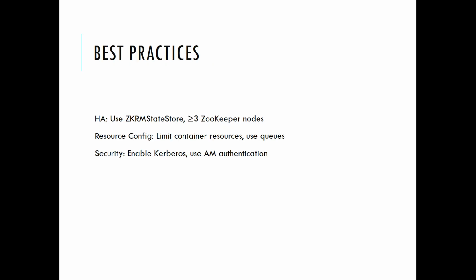Here are some consolidated best practices. For high availability, always use Zookeeper for state storage and deploy at least 3 Zookeeper nodes for robust quorum. For resource configuration, set hard limits on container sizes to prevent runaway jobs and use queues to isolate and manage workloads. For security, never skip enabling Kerberos authentication and enforce application master authentication to secure the entire application lifecycle.